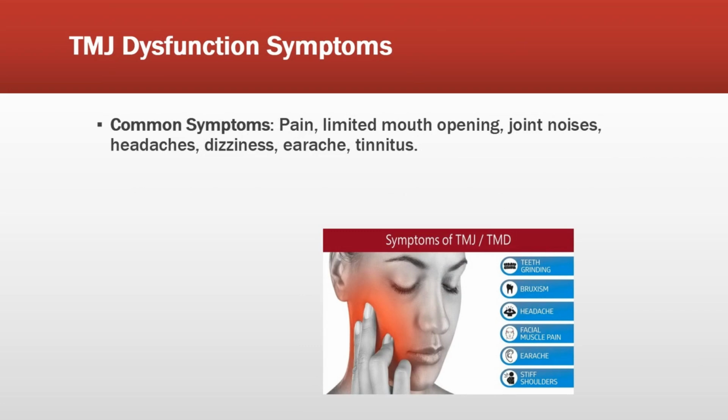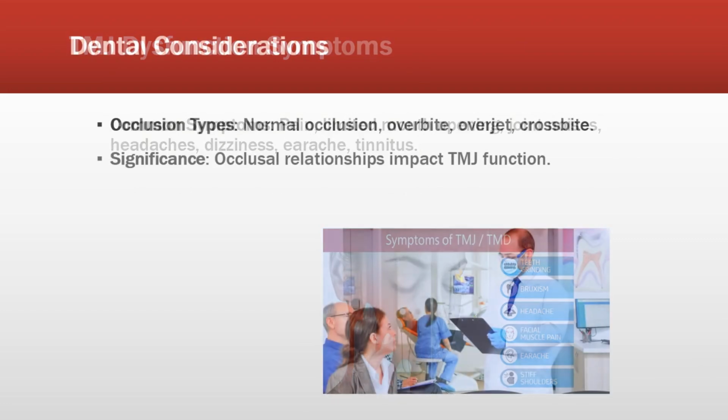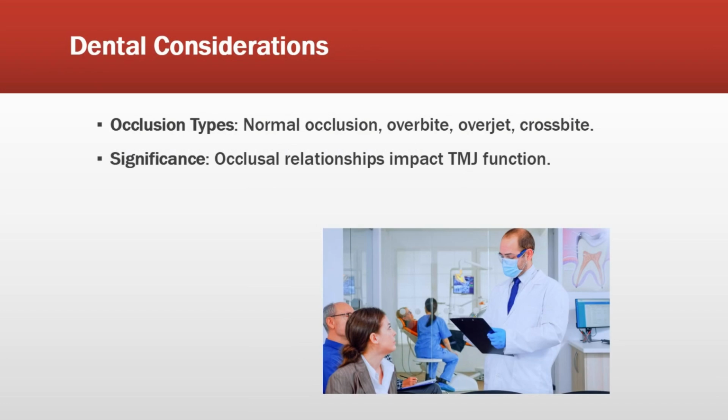TMJ dysfunction symptoms. Common symptoms: pain, limited mouth opening, joint noises, headaches, dizziness, earache, tinnitus. Dental considerations. Occlusion types: normal occlusion, overbite, overjet, crossbite. Significance: occlusal relationships impact TMJ function.